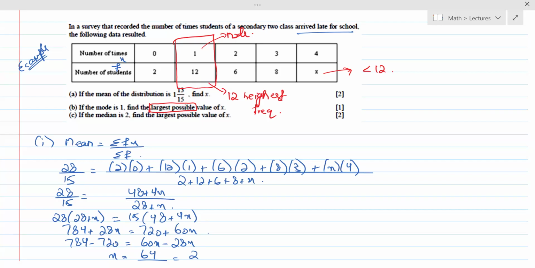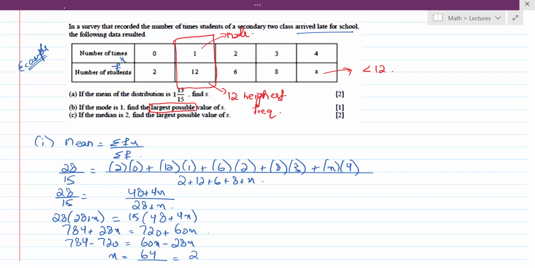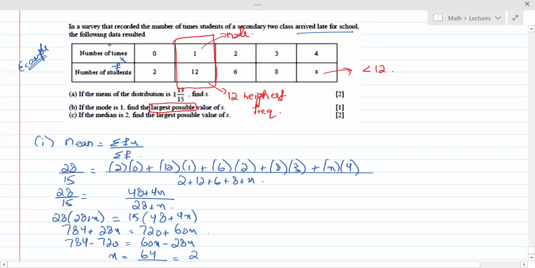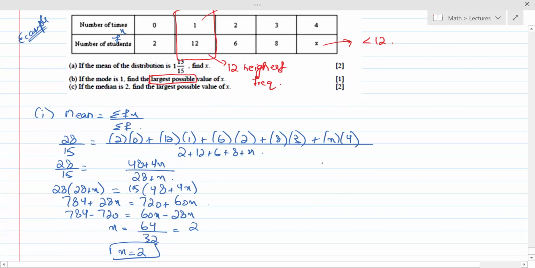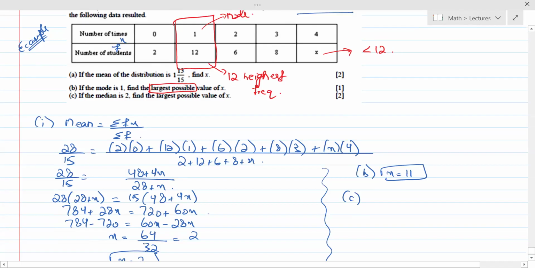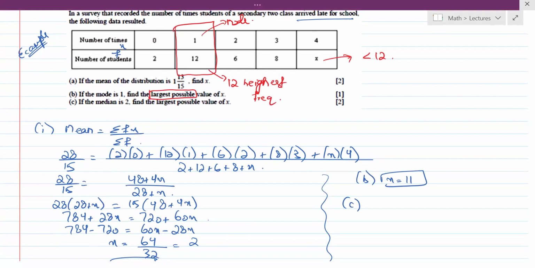12 is the highest frequency representing the modal class. So here x cannot be more than 11. So for the second part, part B, the answer would be x equals 11. Part C. If the median is 2, find the largest possible value of x. The median they are saying is 2.